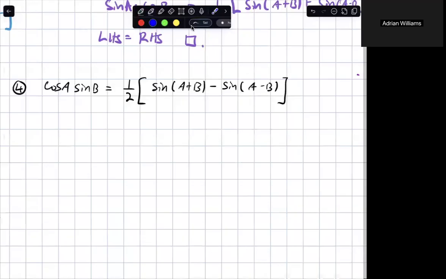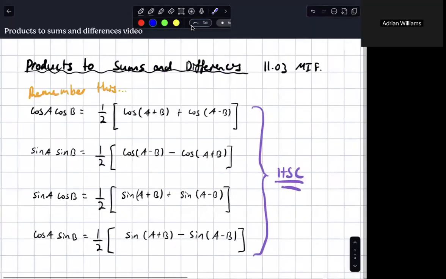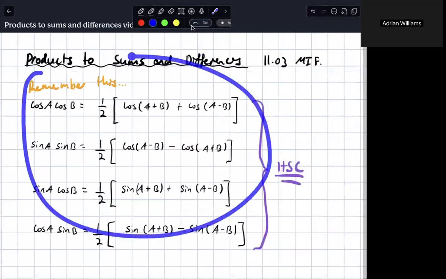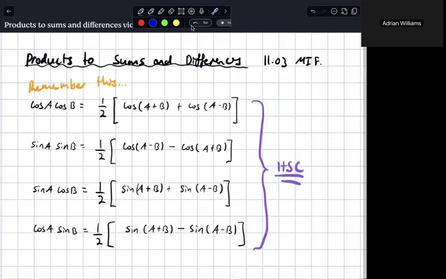So in this particular video, we've gone through and proven that these four results work. We've seen where they come from, using our existing knowledge to build upon and reframe. In the next video, we're going to use these four formulae to approach different styles of questions.